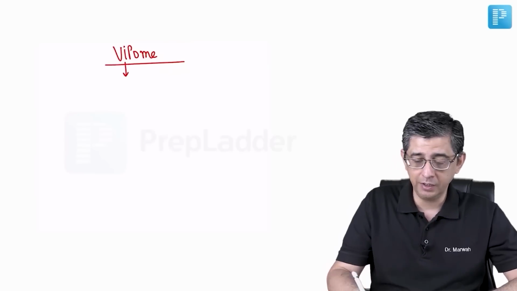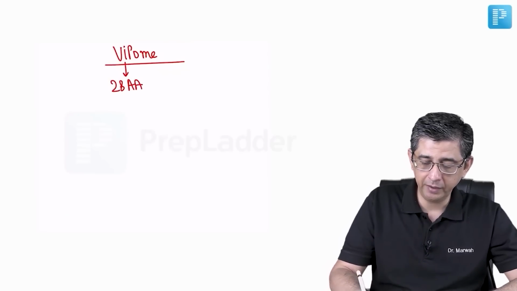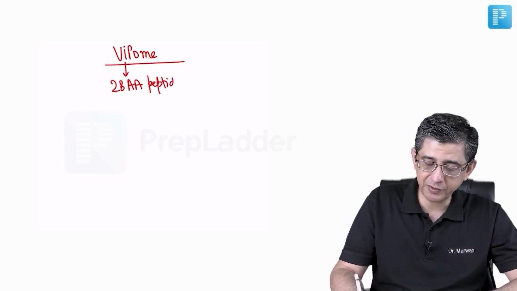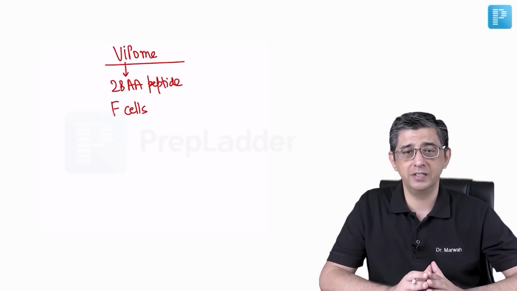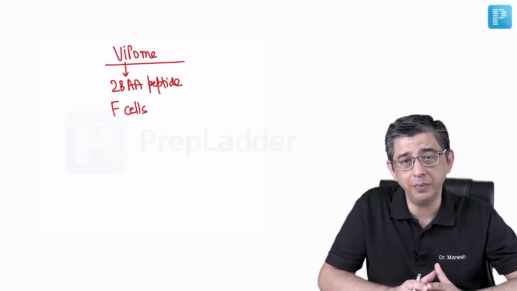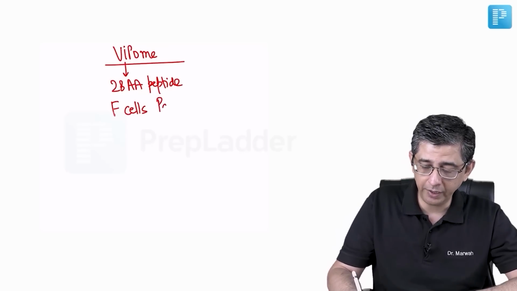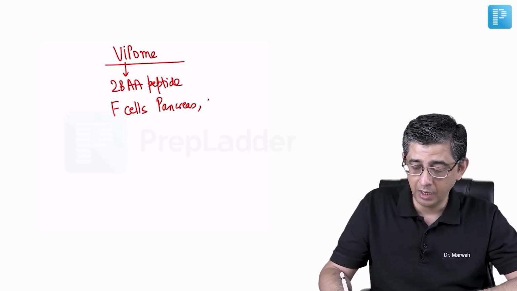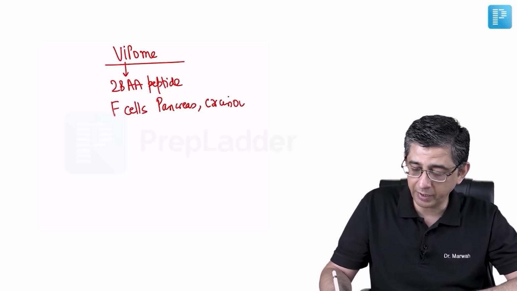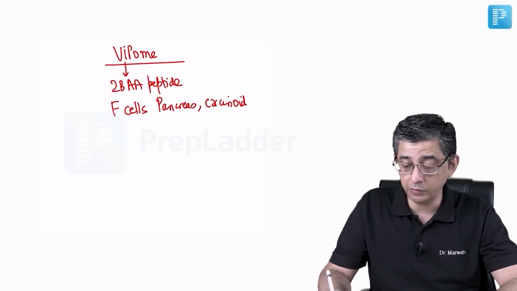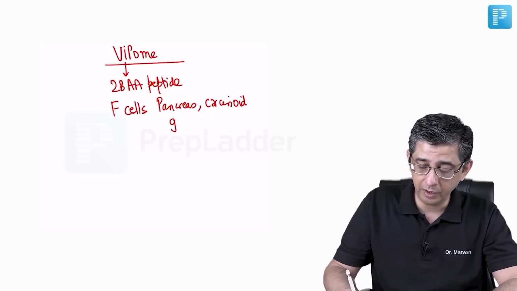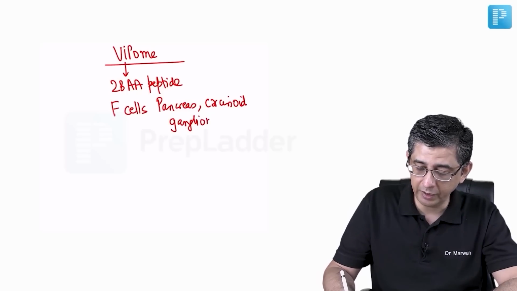Now, VIP is a 28 amino acid peptide which is produced from the F cells of the pancreas. Like you are aware, alpha cells produce glucagon, beta cells produce insulin, delta cells produce somatostatin. It is the F cells that would be producing VIP. This tumor is mainly located in the pancreas, but sometimes can have extrapancreatic sites also being asked. The surprising answer for this extrapancreatic site would be carcinoid tumor. And then in pediatrics, we have a tumor by the name of ganglioneuroma.